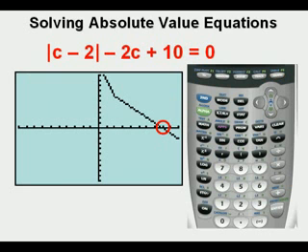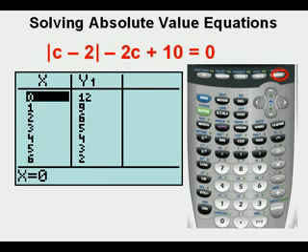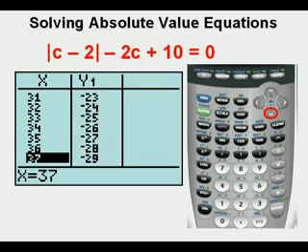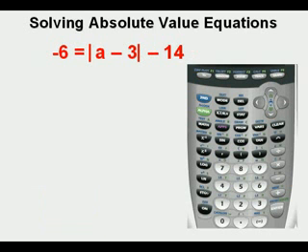And it looks like the equation hits the x-axis about 8. Let's look at the table view by pressing second, then graph for table view. And we scroll down to 8 and see that 8 is the answer, or an answer. We can continue to scroll downward and we see that the function never turns upward. It just keeps on going down. Therefore, there appears to be one solution, c equals 8. Let's look at another one.